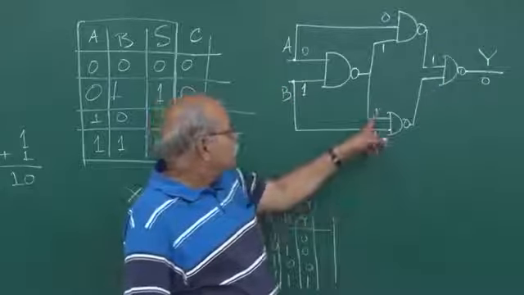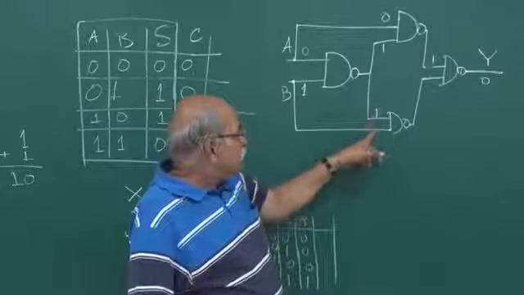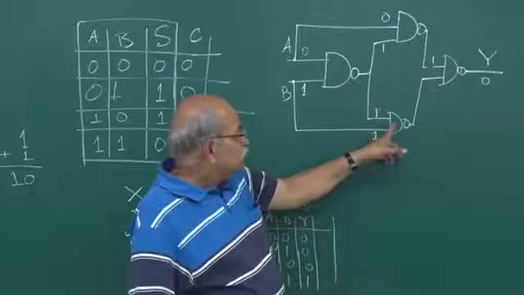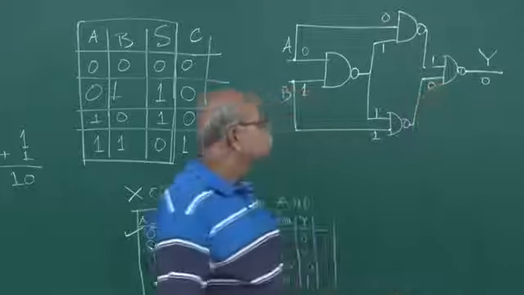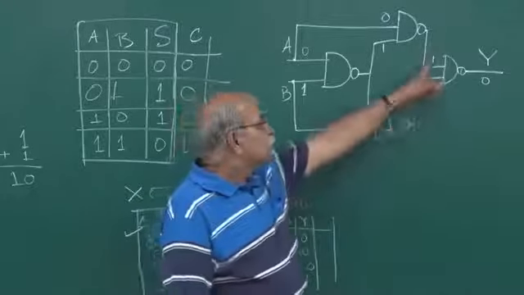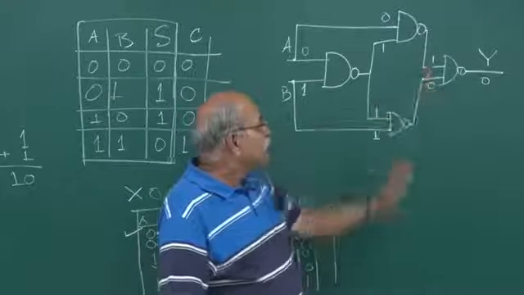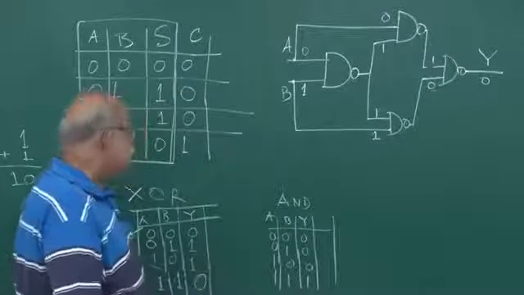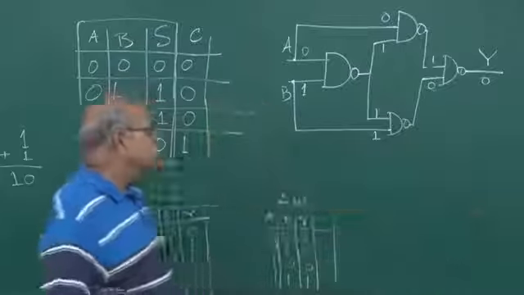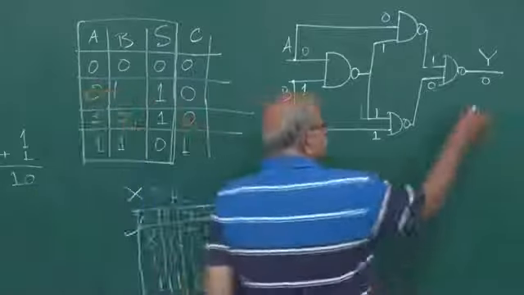And 1 and 1. How much is 1 and 1? It is 1. And NOT of that will be 0. So this is 0. 0 and 1 is 0 and NOT of that is 1. So this Y will be 1.